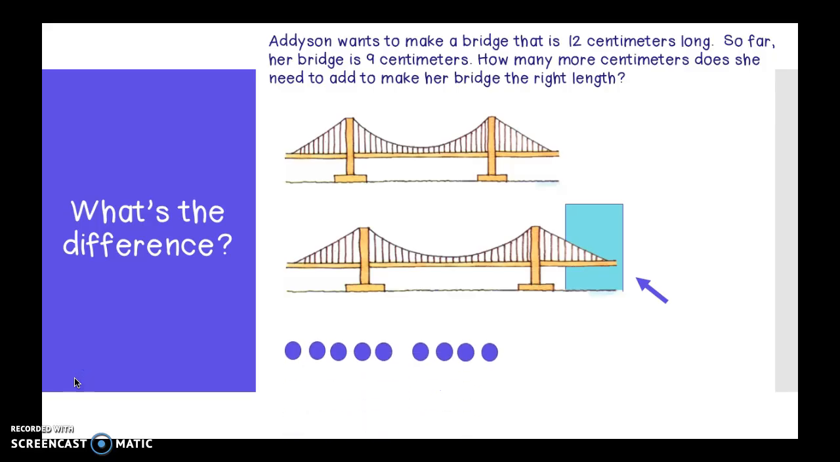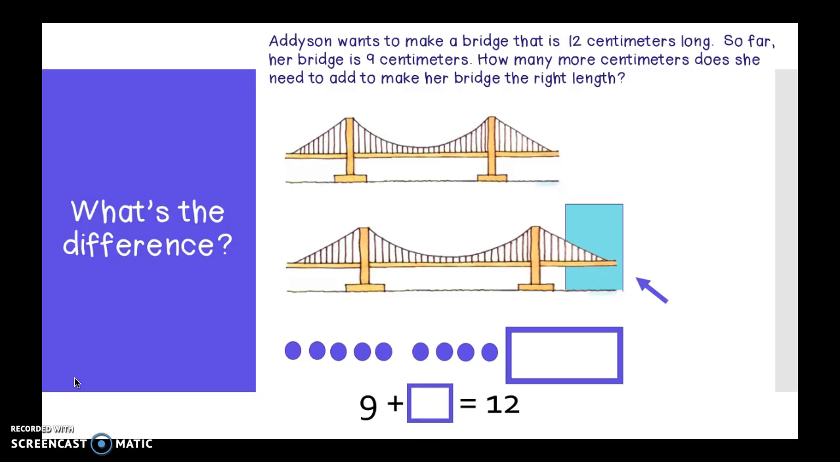Well, I know that she has one that's 9 centimeters long. When you are talking about measurement, you can do those straight lines and label them very well, or you could even just do circles. I like to do circles because it just helps me when I'm trying to add or subtract. So that's what I'm going with today. All right, so I made 9 circles, and I want to know the difference between my 9 centimeter bridge and when I want it to be 12. So I'm looking for a missing part. So 9 plus something is going to equal 12. I'm going to go ahead and box my unknown. That's what I'm looking for.